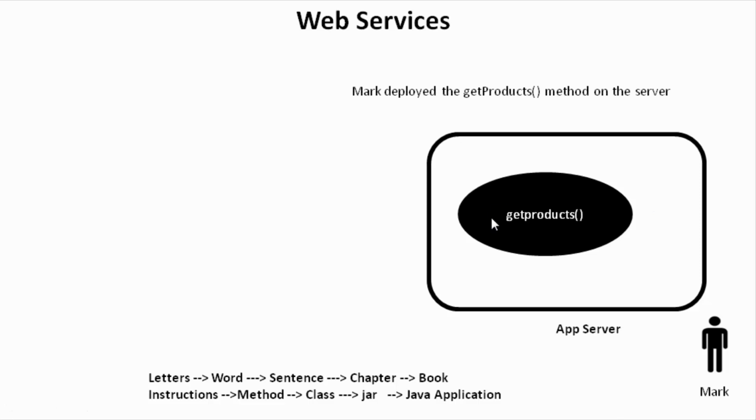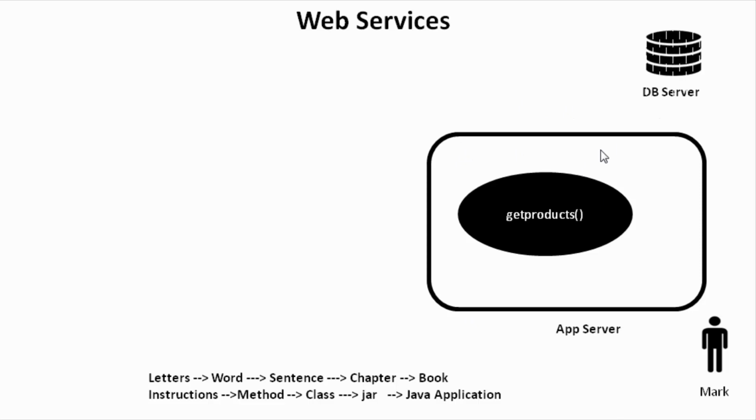So Mark has deployed the get products method on this app server. What it would do is make a call to this database server and pull out all the products, and then show that as an output to you if you execute this method, maybe from Eclipse or something like that. It will make a call to the database, pull out the details, and in the Eclipse output, it would show the list of the products.